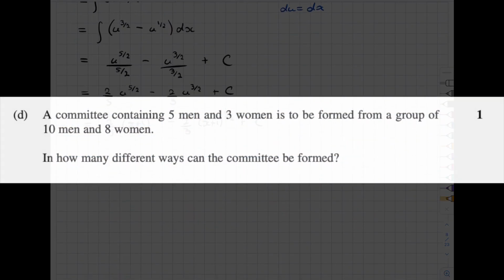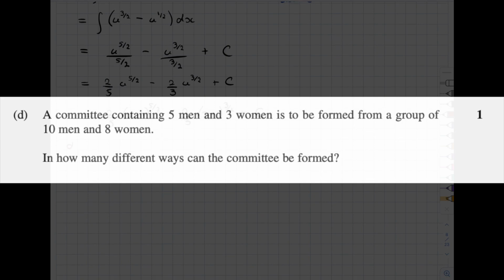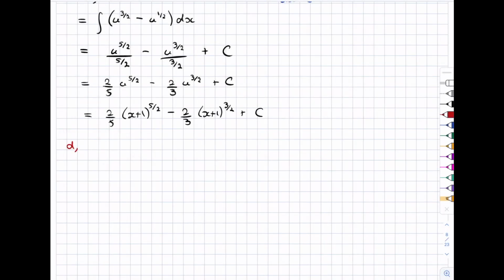Now, question D says, a committee containing 5 men and 3 women is to be formed from a group of 10 men and 8 women. In how many different ways can the committee be formed? Okay, so we've got a total of 10 men and 8 women, and we would like the committee that we're choosing to have 5 men and 3 women. So if I've got to choose 5 men, I've got a total of 10 to choose from. So the number of ways that this can be done is in 10 choose 5 ways.